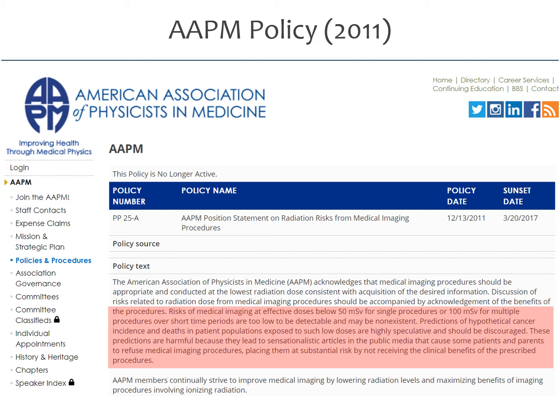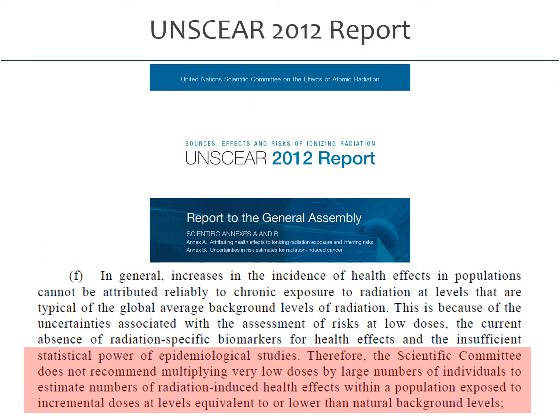Predictions of hypothetical cancer incidence and deaths in patient populations exposed to such low doses are highly speculative and should be discouraged. These predictions are harmful because they lead to sensationalistic articles in the public media that cause some patients and parents to refuse medical imaging procedures, placing them at substantial risk by not receiving the clinical benefits of the prescribed procedures. And this is another report from the UNSCEAR, the United Nations Scientific Committee on the Effects of Atomic Radiation, which stated that the committee does not recommend multiplying very low doses by a large number of individuals to estimate numbers of radiation-induced health effects.